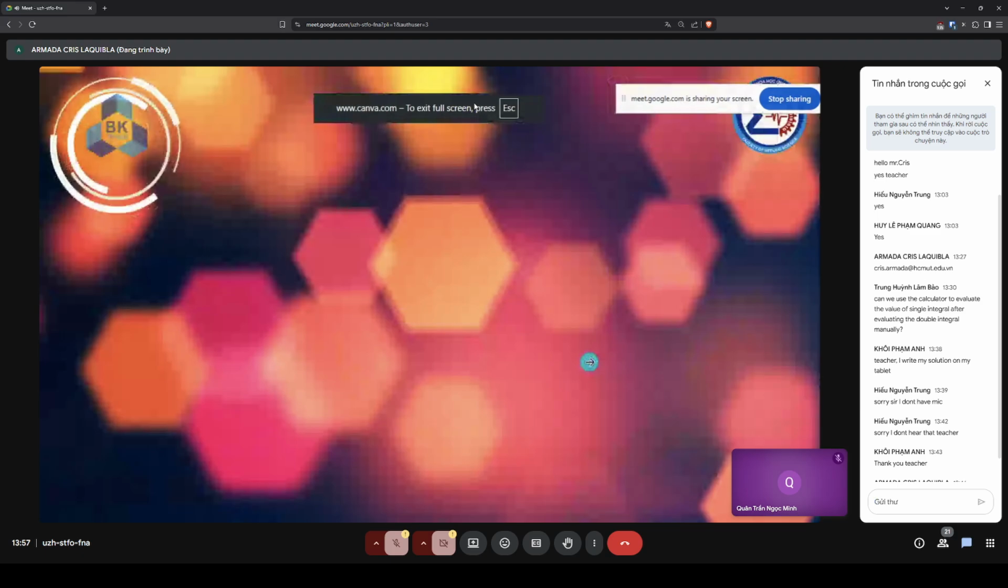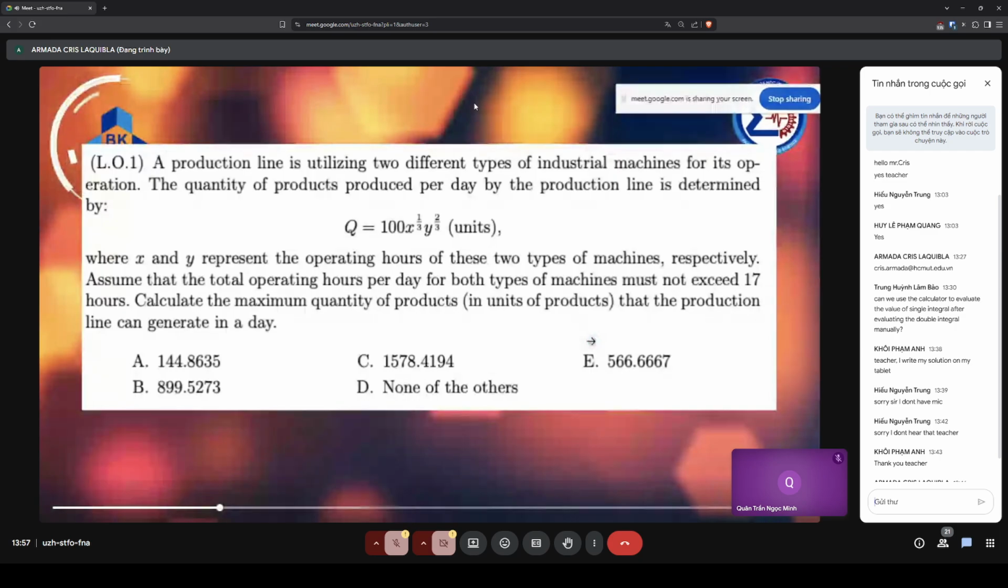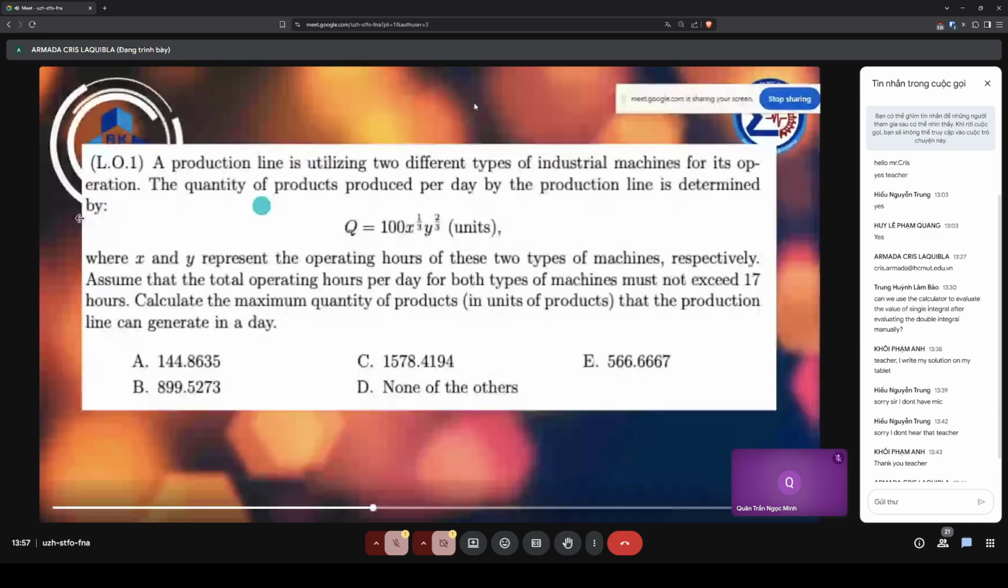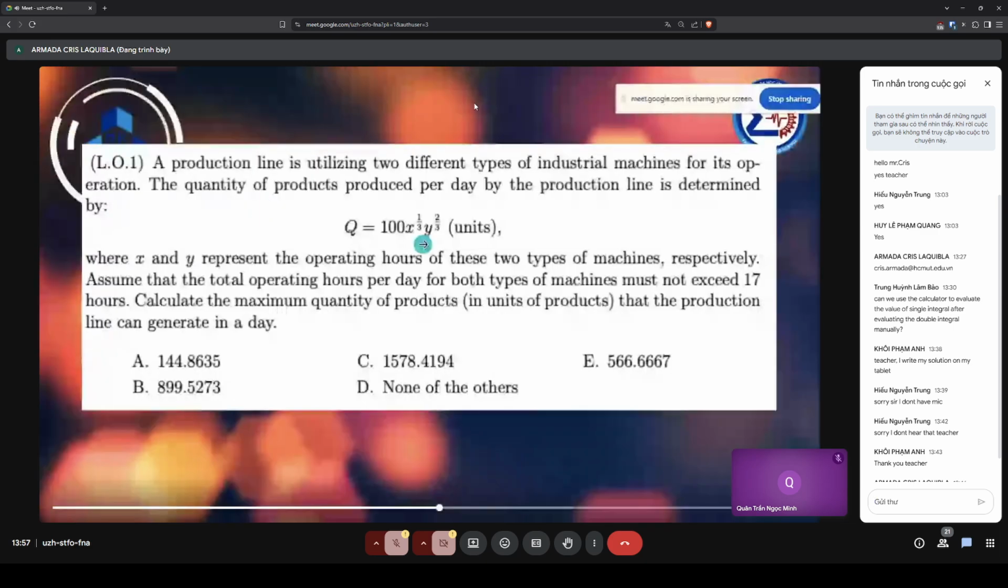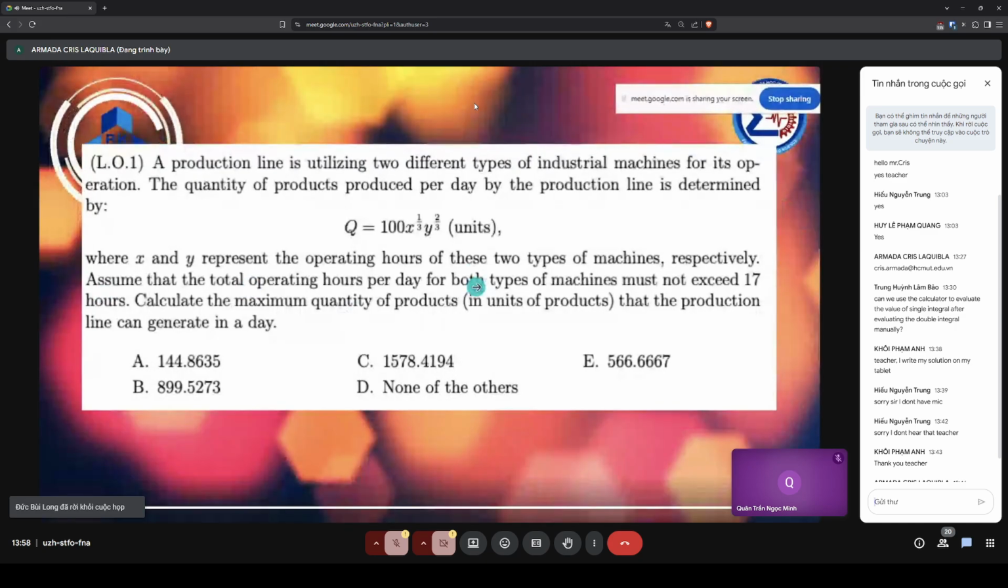A production line is utilizing two different types of industrial machines for its operation. The quantity of products produced per day by the production line is determined by Q equals 100 x to the power 1/3 y to the power 2/3 units, where x and y represent the operating hours of these two types of machines, respectively. Assume that the total operating hours per day for both types of machines must not exceed 17 hours. Calculate the maximum quantity of products in units that the production line can generate in a day.